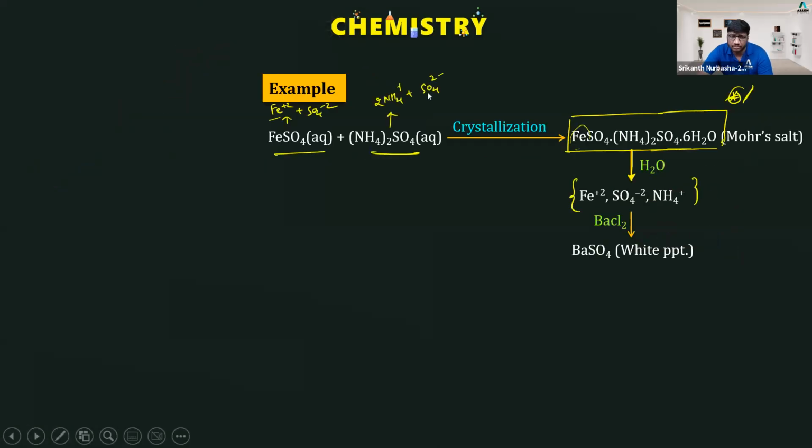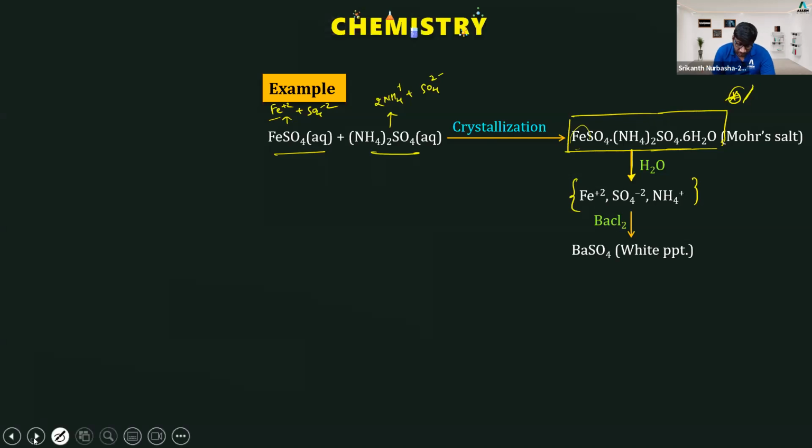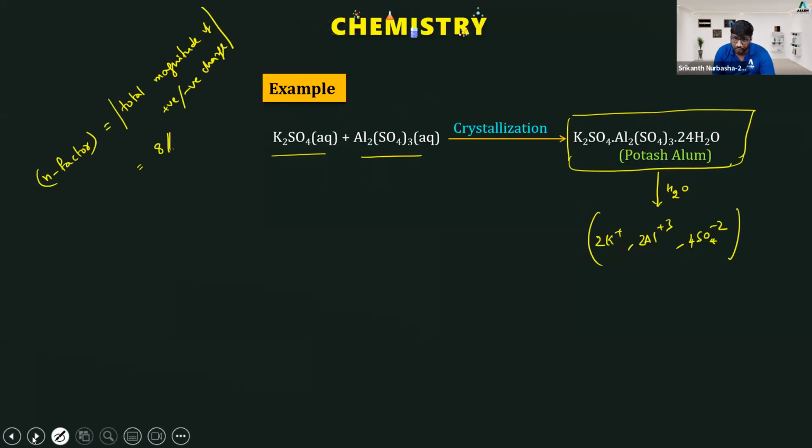Prachi, note down. Mohr's salt is FeSO4.(NH4)2SO4.6H2O. Okay, and let me know if you're done. Double salts are those salts which will not dissociate to give all types of ions. Okay, done. Very good.